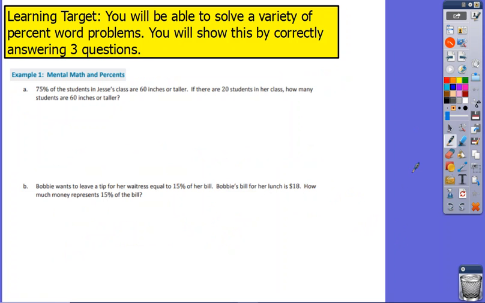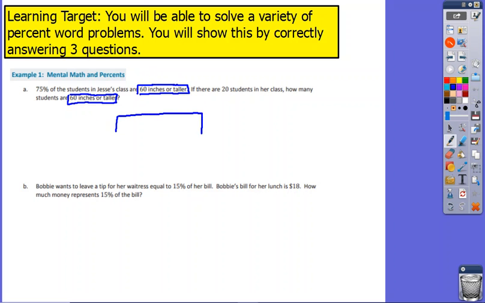"75% of the students in Jessie's class are 60 inches or taller. If there are 20 students in her class, how many students are 60 inches or taller?" Okay, so this 60 inches or taller is not a number we are going to use. It is just a descriptor, just our adjective on there. So I'm not looking at that as a number I'm going to work with. I'm going to work with 75% and 20. So 75% of the students in Jessie's class are this description.